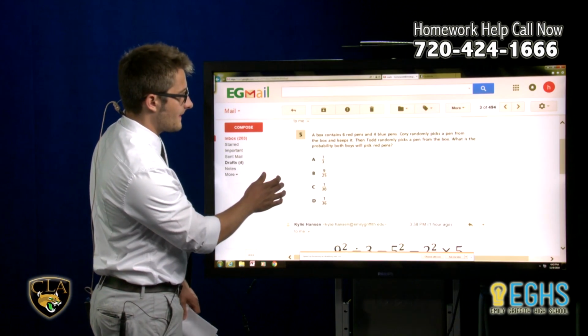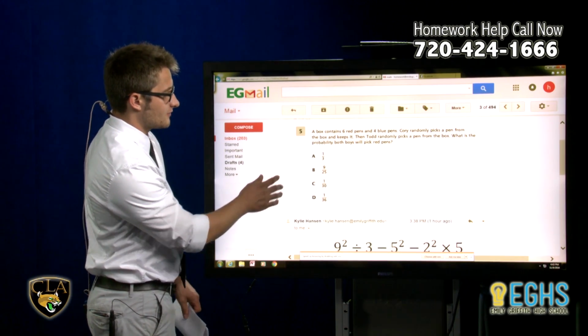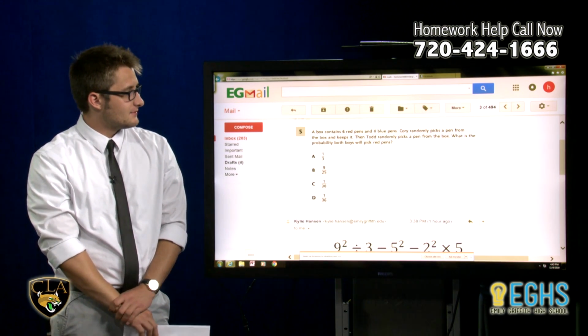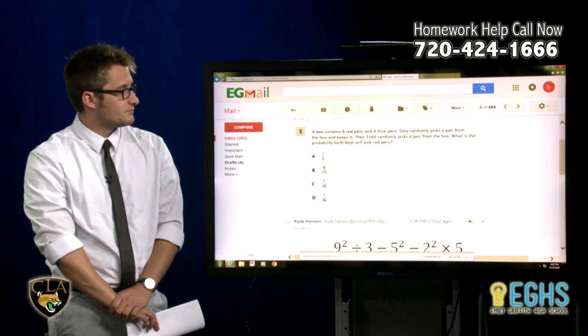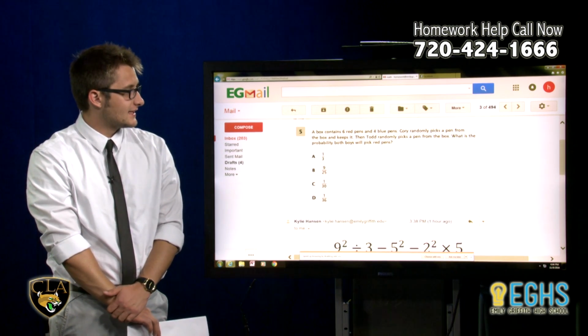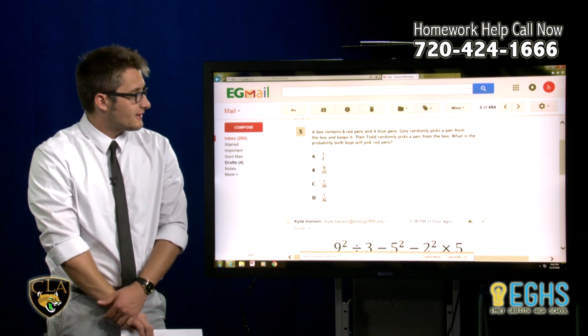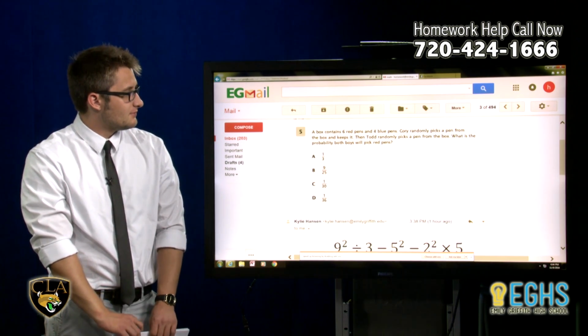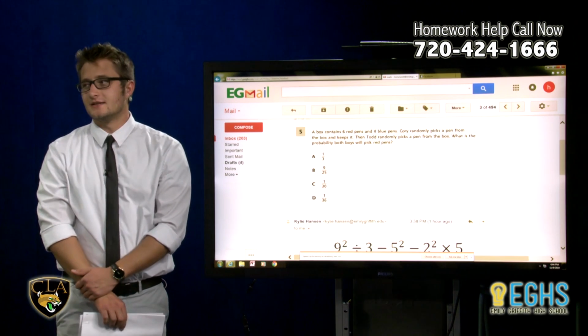This one is going to be a little bit of probability. A box contains 6 red pens and 4 blue pens. Corey randomly picks a pen from the box and keeps it. Then Todd randomly picks a pen from the box. What is the probability both boys will pick red pens?